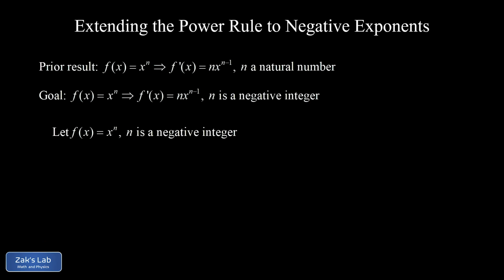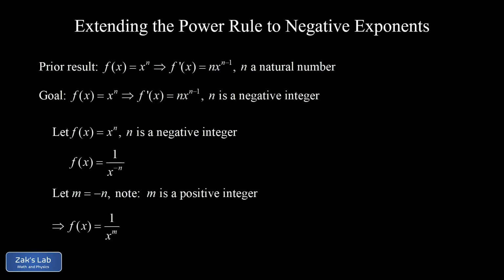But we can quickly write this in terms of a positive integer, which is the thing that we already understand from our prior result. So using the properties of exponents, I can write this as 1 over x to the negative n, and negative n is actually a positive integer because n is a negative integer. So now it's going to make everything a lot cleaner if we give a name to this positive integer. So we're going to let m equal negative n. And note there again that m is a positive integer because n is negative.